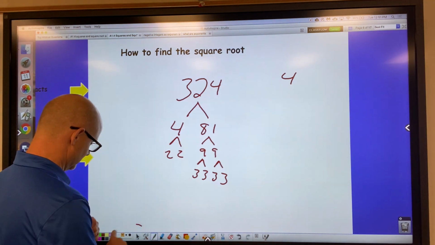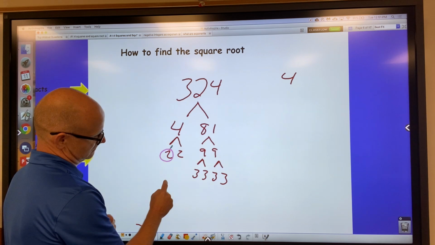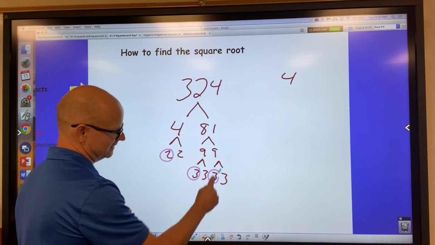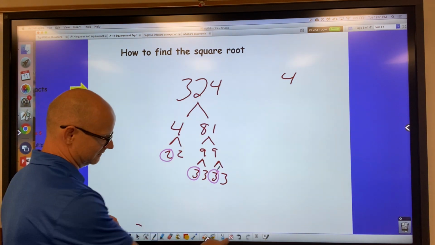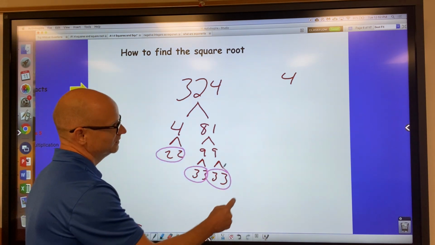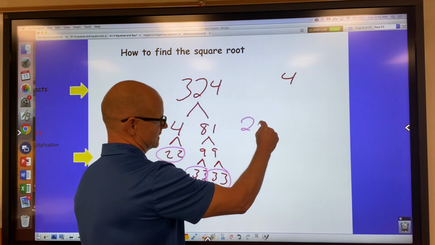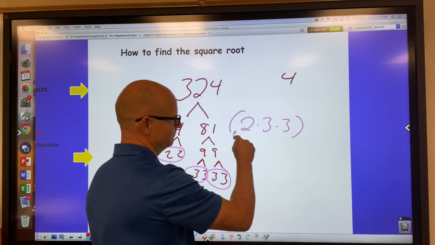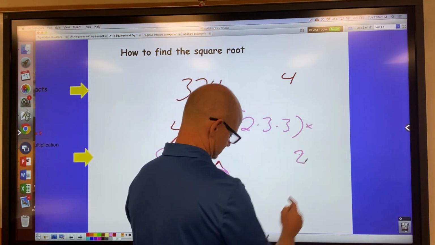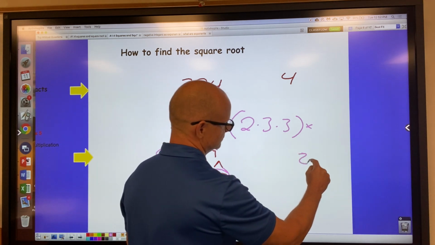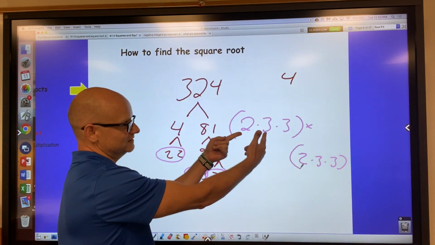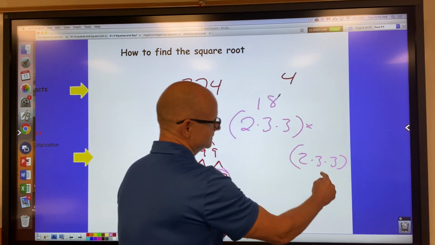So here I have 2 2s, I have 2 3s, and I have 2 3s again. So you see those pairs? Or maybe I should write it like this. I have 2 2s, 2 3s, and 2 3s. So I really have 2 times 3 times 3 as one set, times 2 times 3 times 3 as the other set. Well, now just do the math. This is 6 times 3, so I really have 18 times 18.